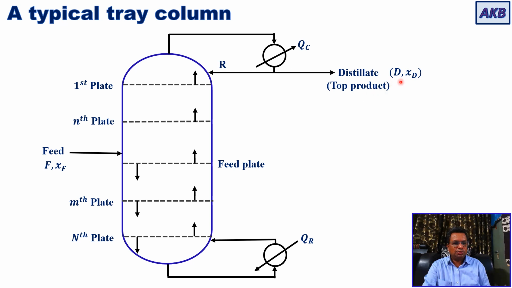I'll talk about the notation shortly. The other fraction is sent back to the column as reflux. Then the reflux will flow down the column to the reboiler. Then bottom product is continuously removed from the reboiler. We call that the residue or bottom product, and these are the notations that we will be using.